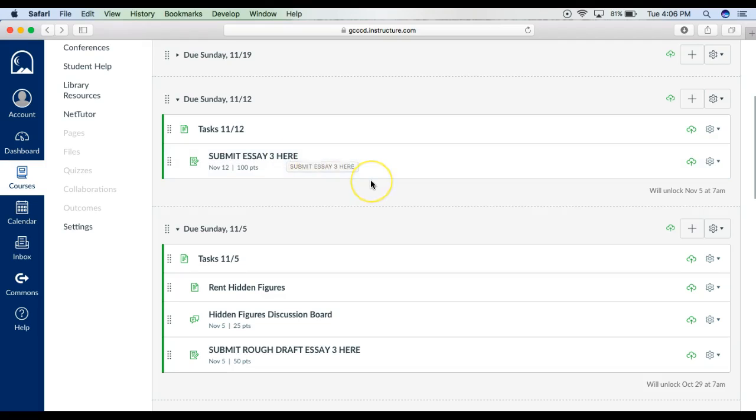So that is the ins and outs of Unit 3. We went over the essay prompt, the rubric, the outline, all the discussion boards, and where you can rent Hidden Figures. So if you have any questions, don't hesitate to email me.